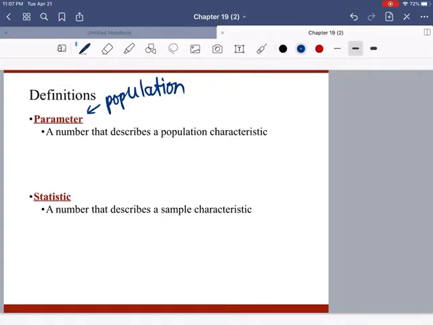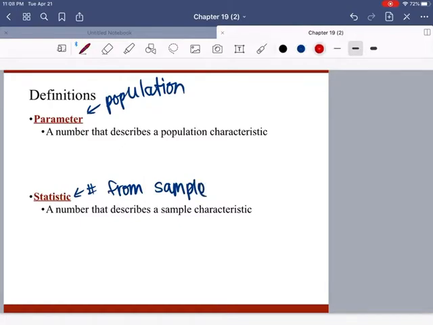I can then sample maybe 200 of the people in the US. That would be the sample, 200 people. And the statistic would be the number of people from that sample who identify as Republican. So the statistic is the number from the sample.